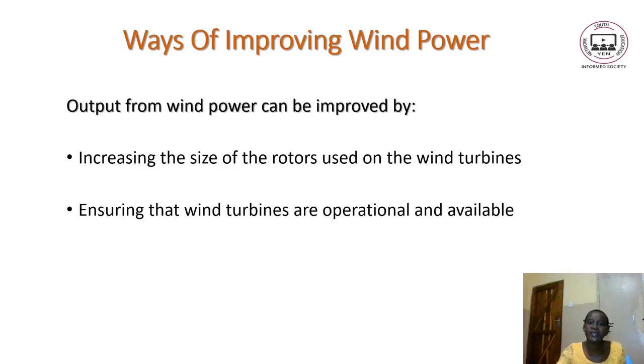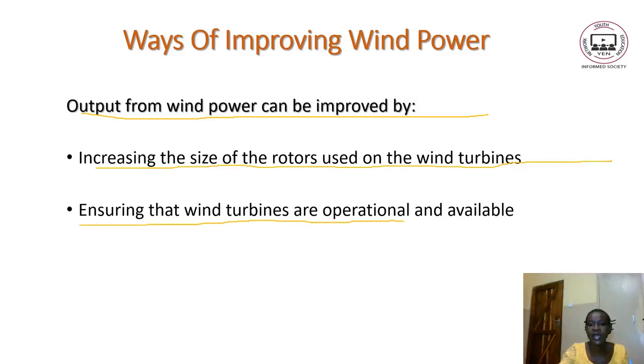How best can we improve wind power? So output from wind power can be improved just by increasing the size of rotors used on the wind turbines, and also just by ensuring that wind turbines are operational and available. If they are not operational, definitely less energy may be exerted. Apart from that, they should be available. If they are not available, it means the whole operation may not work at all.